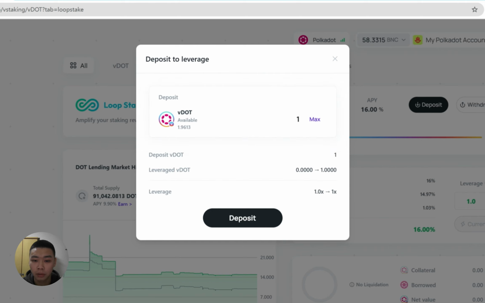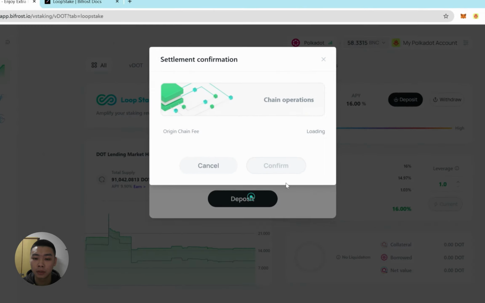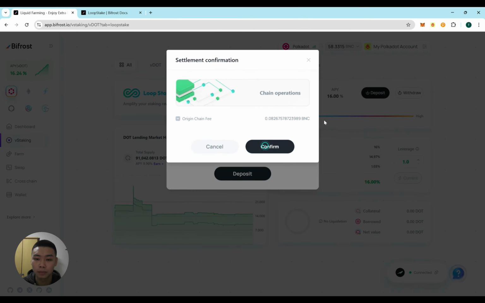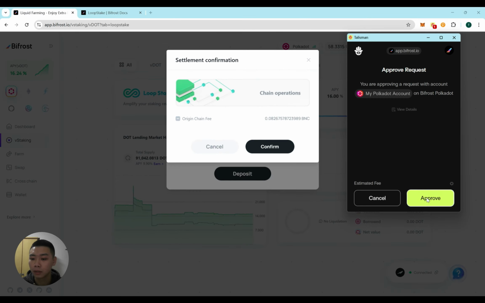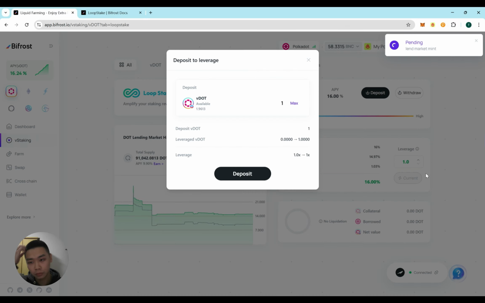We can see the information right here: one V DOT, and the leveraged V DOT is from 0 to 1. This is the sum-up of your leveraged position. It means right now we have one V DOT as the principal to create this position, and this is the times of leverage. So it is 1. Let's create this one. All right, we've set up our position.